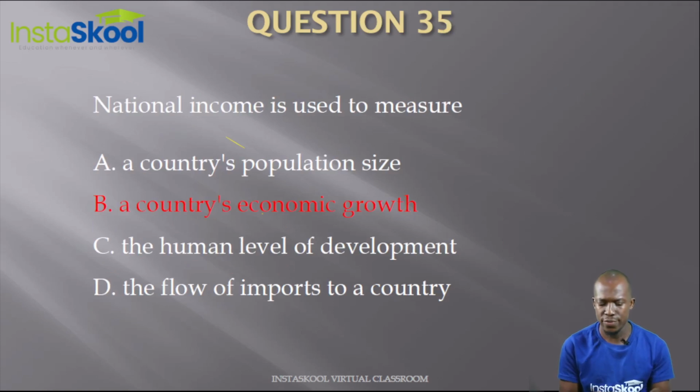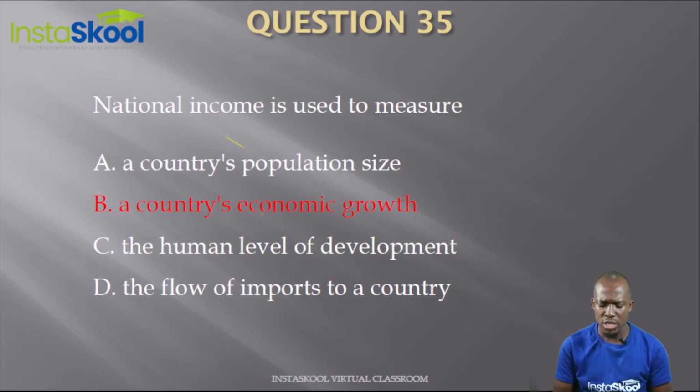Question 35. National income is used to measure dash. Is it a country's population size? No, it's census that is used for that. B, a country's economic growth? Yes. Let's see other options. C says the human level of development. No, economic development is measured by a number of other indexes like human development index, literacy level, death rate, mortality rate, infant mortality, maternal mortality, and a number of others, not national income.